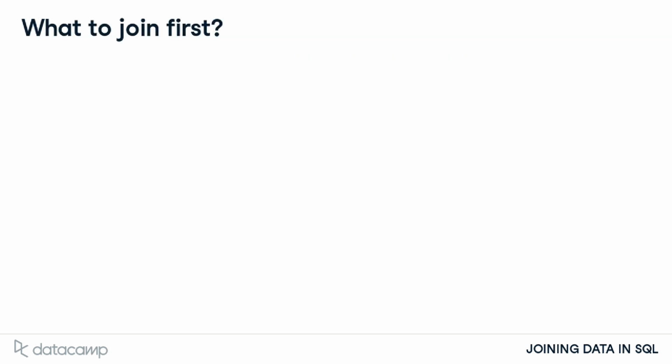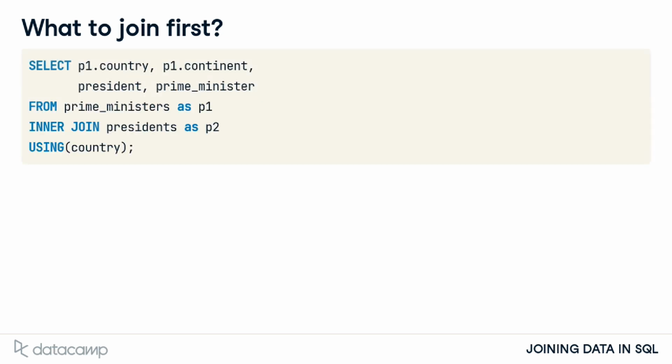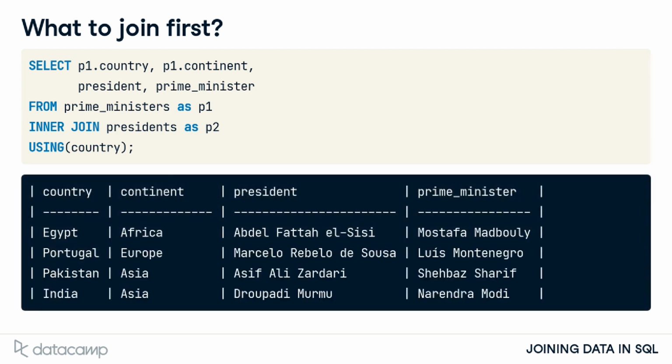Let's apply the new syntax we've learned to our world leaders example. We can begin as before with an inner join of the presidents and prime ministers tables using our aliasing skills to shorten the length of the query. Recall from our first lesson that the result set of this join was a combined table showing countries with both a prime minister and a president.